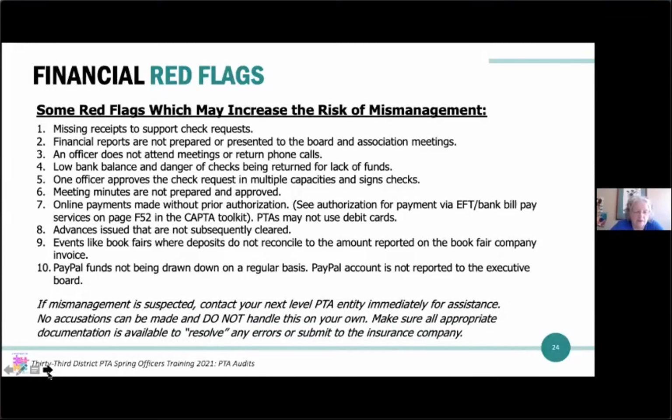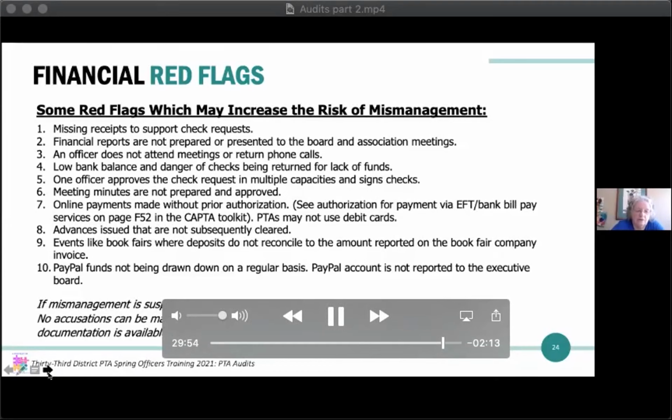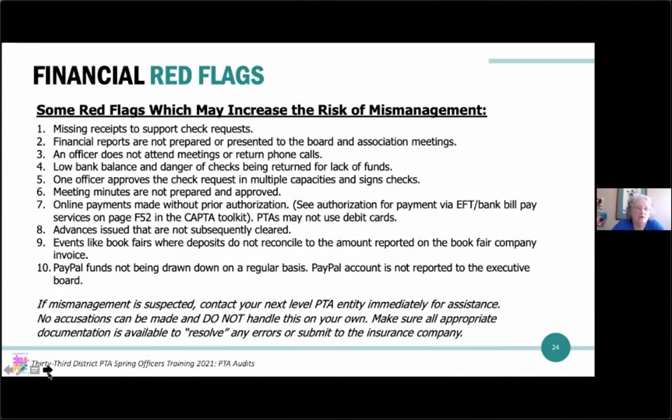Now, an important note here: if mismanagement is suspected, contact your next level PTA immediately for assistance. No accusations can be made, and do not handle this on your own. Make sure all appropriate documentation is available to resolve any errors or submit to the insurance company. So if you feel that something is amiss, and it may not be, don't take it on yourself to investigate. Remember I said earlier that we are not investigators. We are merely auditors. We identify areas of weakness. It's up to investigators to see if that's true or not. So make sure that you ask for assistance from your council, if you're out of council, your district, to help you resolve this, and have all your documentation in order to present to see if there's an issue or not.